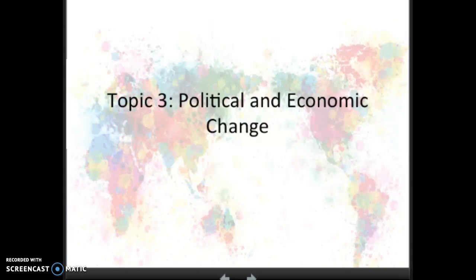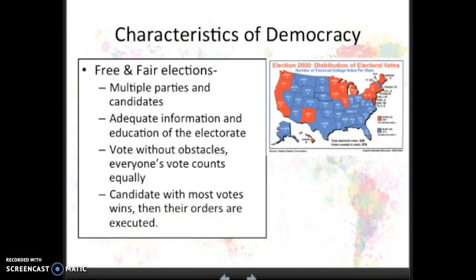All right, topic 3 of comparative government is going to deal with political and economic change. The first topic that we're going to talk about, before we hit the different types of reforms and the trends towards democracy and economic liberalism, is the characteristics of democracy.